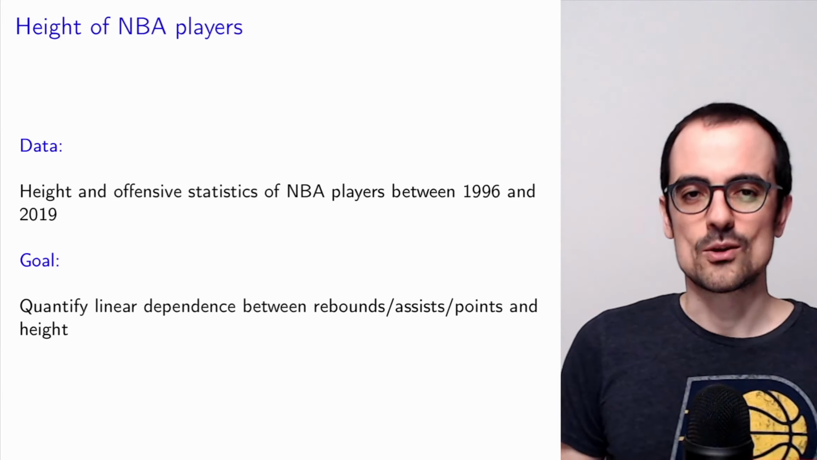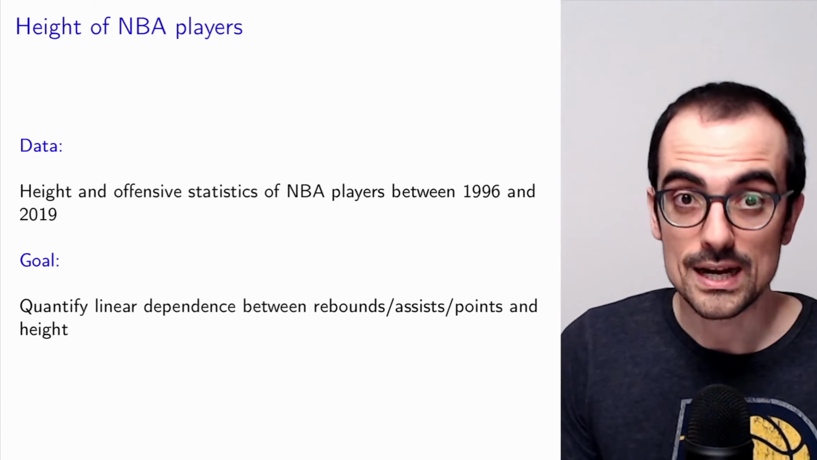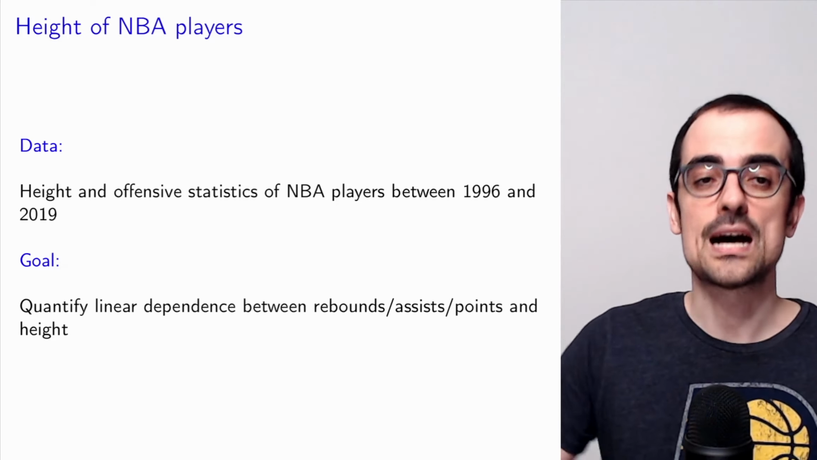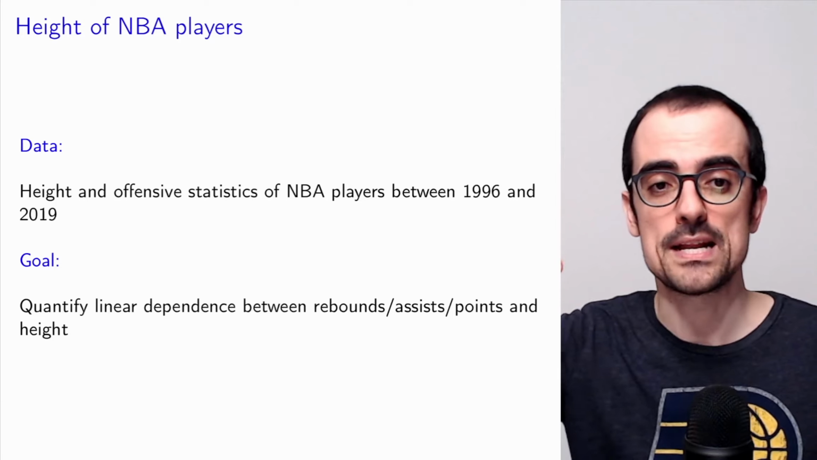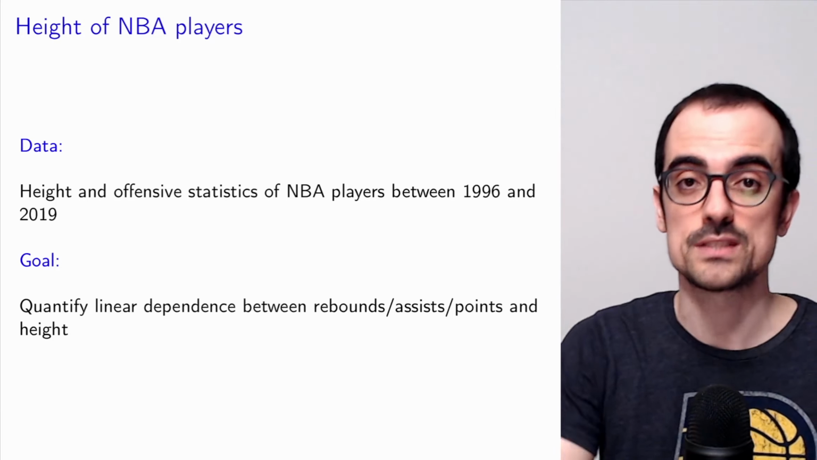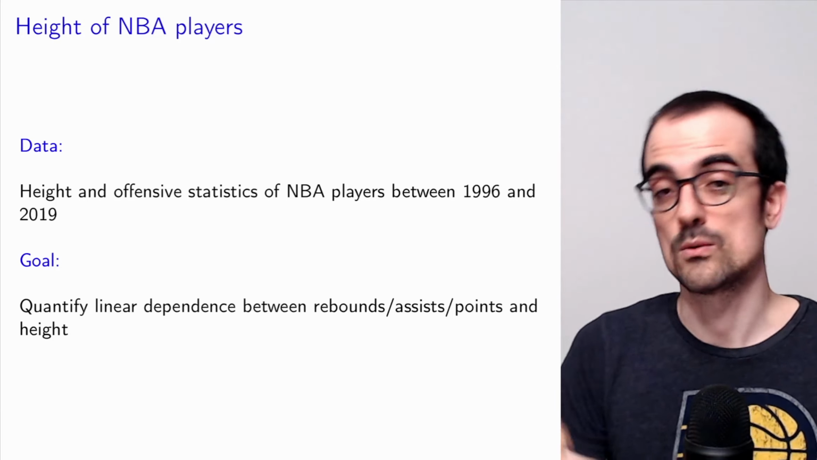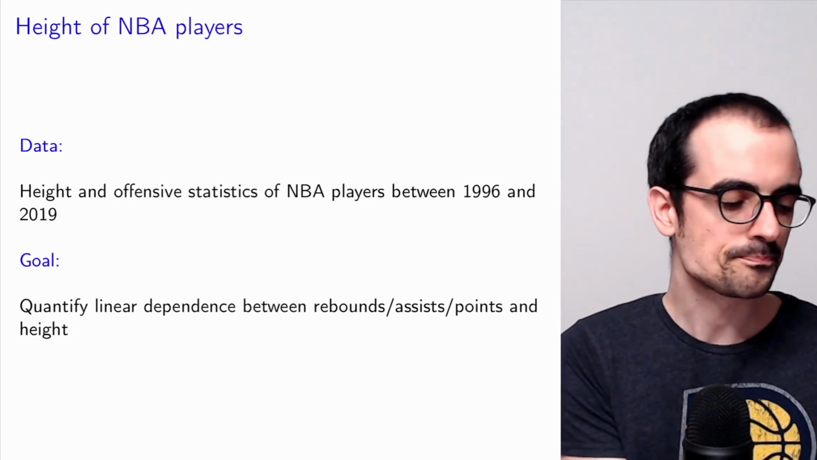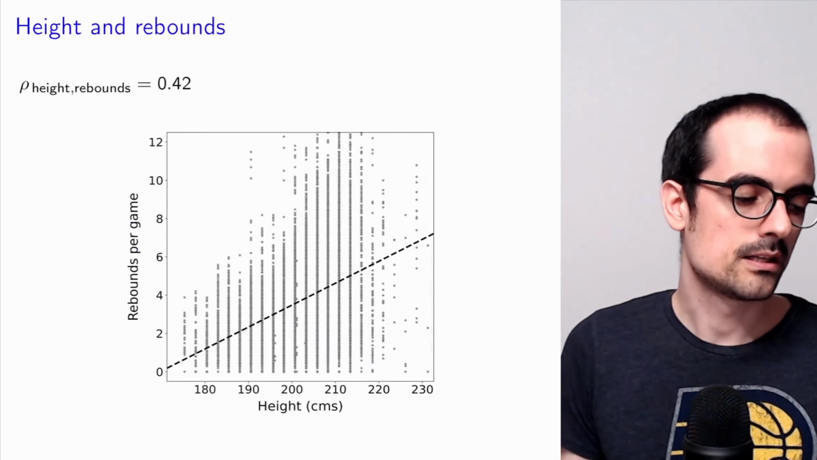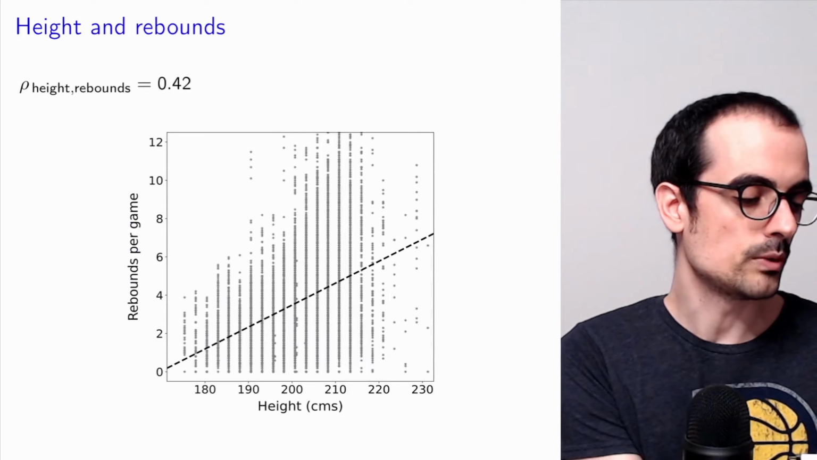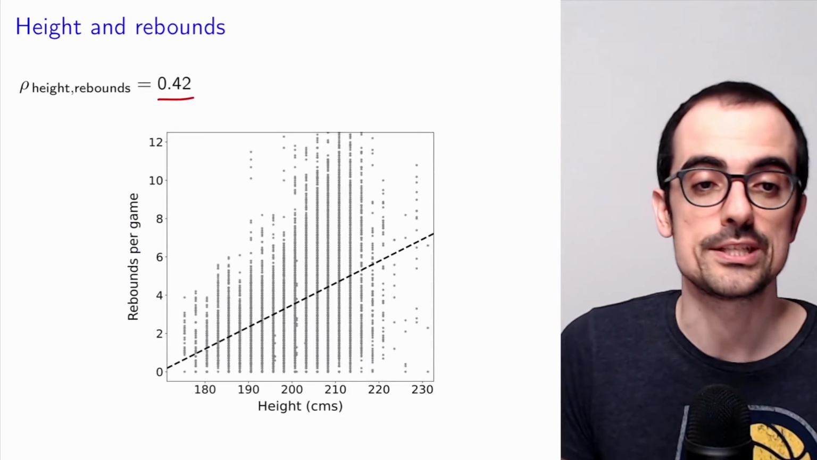Okay, so now let's take a look at some actual data. We're going to again look at how the height of NBA players is related to their offensive statistics, in particular points, rebounds, and assists. Here, the correlation coefficient between height and rebounds, as we had seen in the previous video, is 0.42.